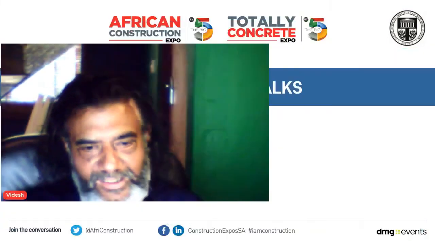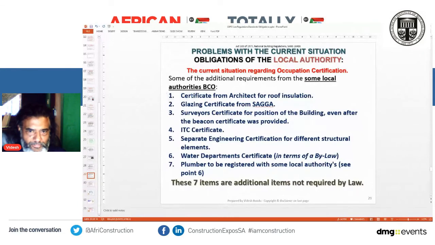Okay, so I was at literally slide 28 there, showing the 6 legally mandated or required items that the municipality or the DCO has to ask you prior to an occupation certificate. With that in mind, a lot of the municipalities now are asking for these items: a certificate from the architect for roof insulation, a glazing certificate from SAGA, surveyor certificate, ITC certificate, separate engineering certificates for different elements, water department certificate in terms of a bylaw, etc. These items are not a requirement by law. They are red tape. They should not be included as a part of the requirements for an occupation certificate.